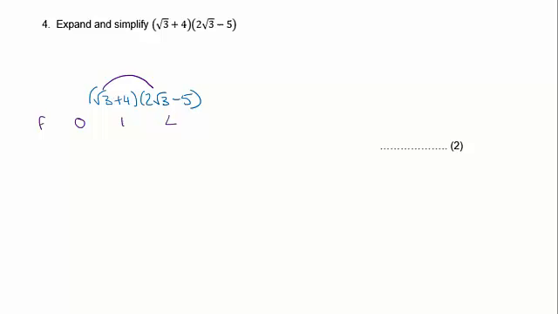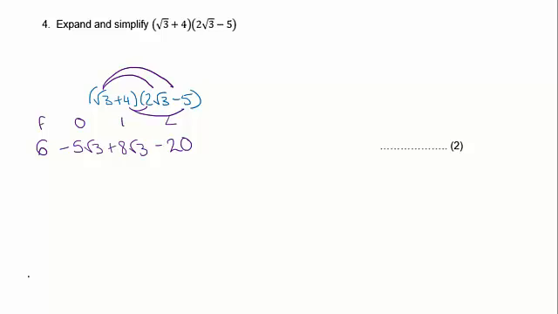So multiplying the first two terms, we're going to do root 3 times 2 root 3, which is going to be, well, root 3 times root 3 is just 3, times 2 is 6. Then the outer, so root 3 times negative 5 is going to give us negative 5 root 3. Inner, 4 times 2 root 3 is 8 root 3. And last, 4 times negative 5 is negative 20. So we end up with 6 minus 5 root 3 plus 8 root 3 minus 20.